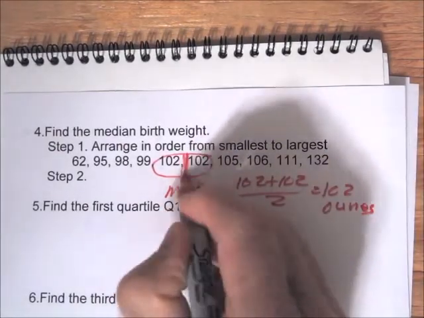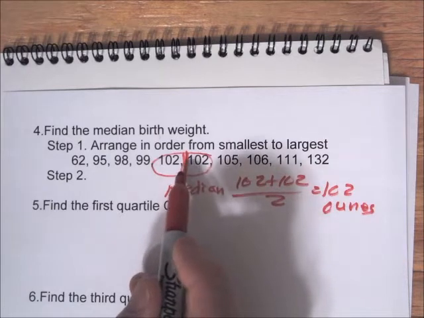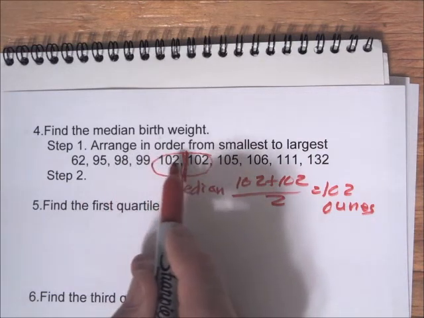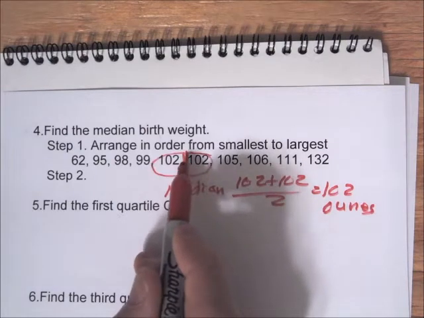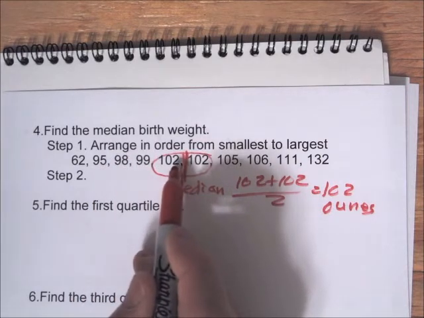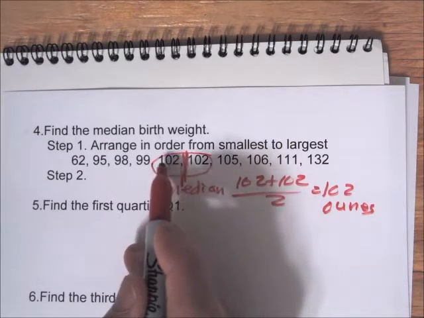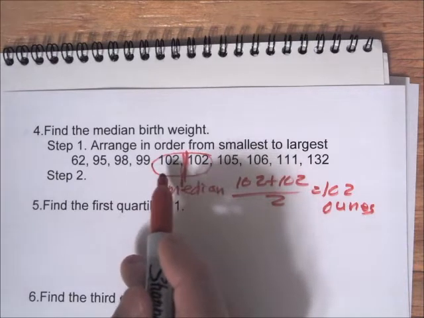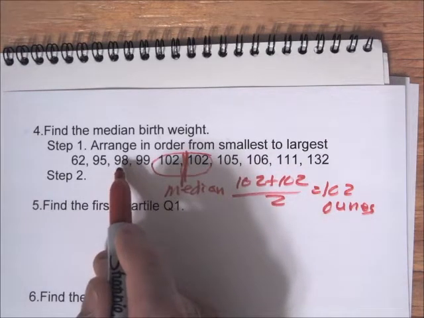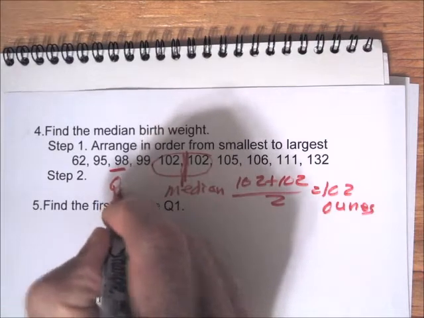And then Q1. When the numbers are in order from smallest to largest, you want to split them at the median. Usually most of the numbers will be less than the median, but in this case one of the 102s is equal to the median. Because the median comes between the two 102s, we're going to put one 102 with the lower half, another 102 with the upper half. So we'll have five numbers to the left of the median here. That's an odd number, so we only have one in the middle. The 98 is the one in the middle. That's going to be Q1.